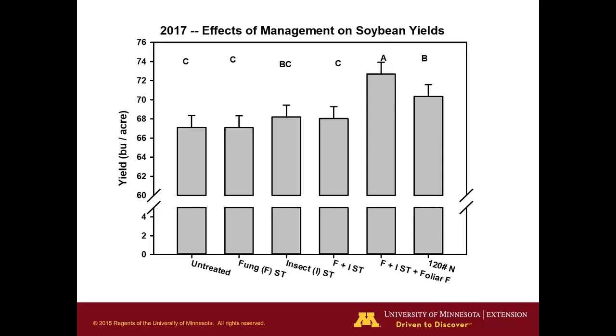We put 120 pounds of N on just to see if this site was somewhat nitrogen responsive, and we got a small, obviously not economical yield response, but we get a nitrogen response at this site on soybeans. So again, two things that I don't see anywhere else, but for whatever reason we see it here.